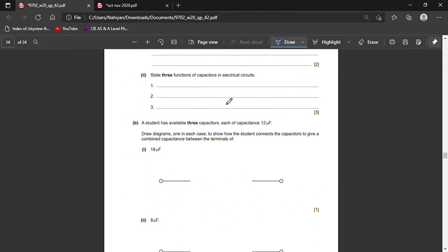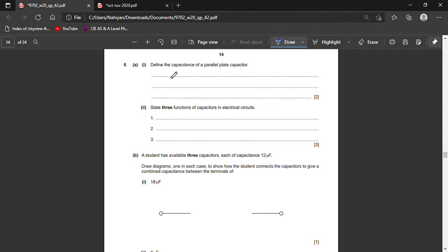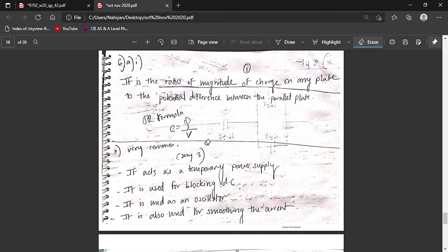So moving on to question 6. Define the capacitance of a parallel plate capacitor. The capacitance is the ratio. So the first marking point is that it's the ratio of the magnitude of charge, the Q, on the plate, and the potential difference, the V. Or you could write the formula between the parallel plate.